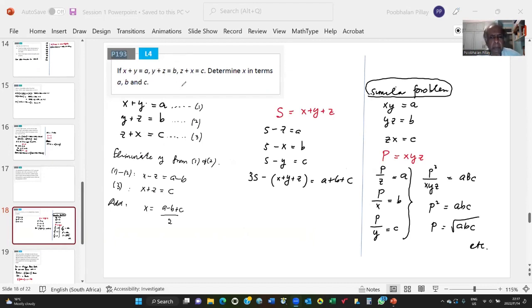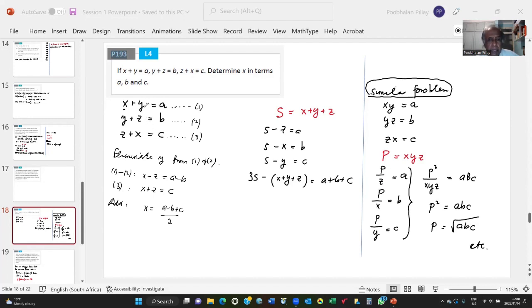The next problem involves 3 equations with 3 unknowns: x plus y equals a, y plus z equals b, z plus x equals c, and we've written those 3 equations down. Now there's a standard way of solving these problems. Here the problem is to find x, so the way to do that is to eliminate one of the other unknowns in the usual way.